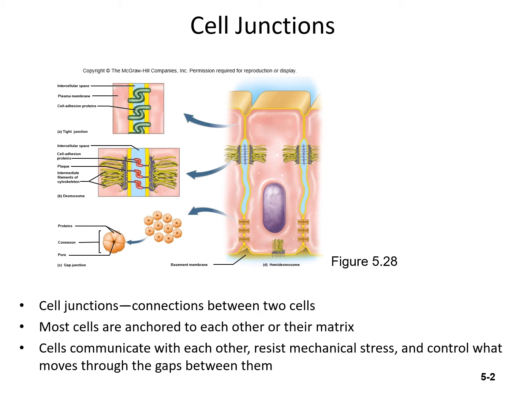Most cells, with a few exceptions, such as blood cells, are going to be anchored to each other, to their matrix, or both. And these various types of cell junctions are going to provide ways in which cells communicate with each other, resist mechanical stress, and control what moves through the gaps between them.